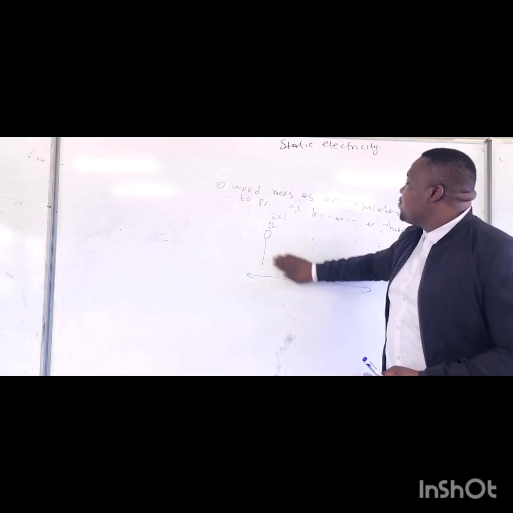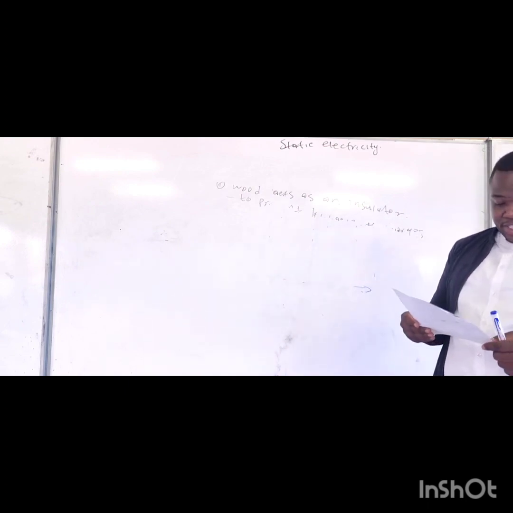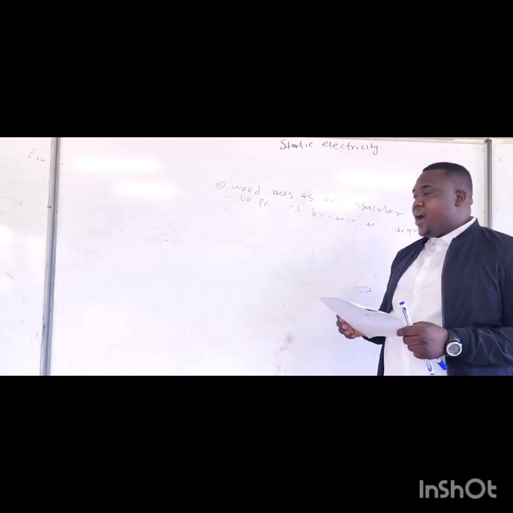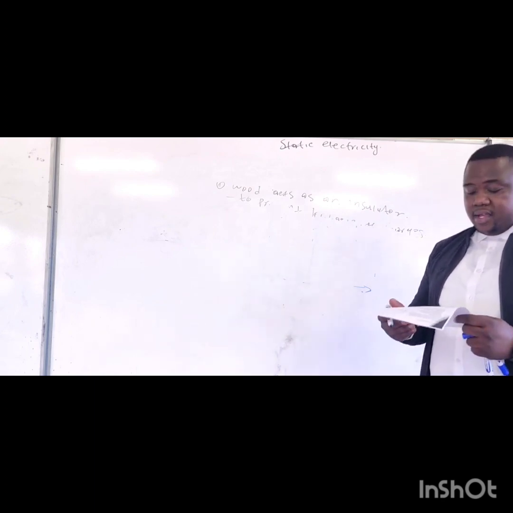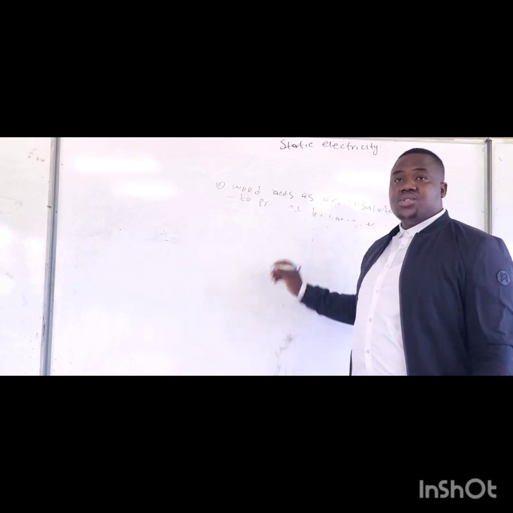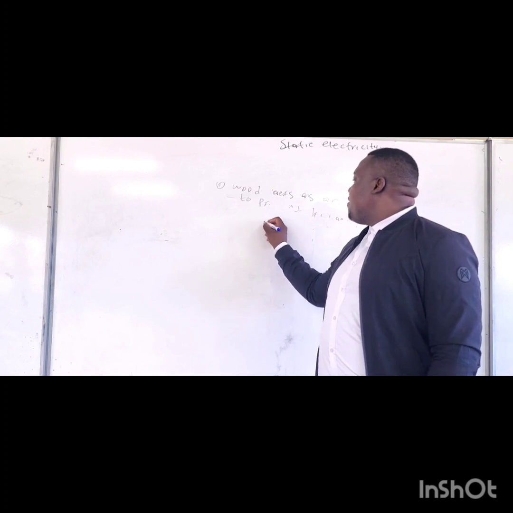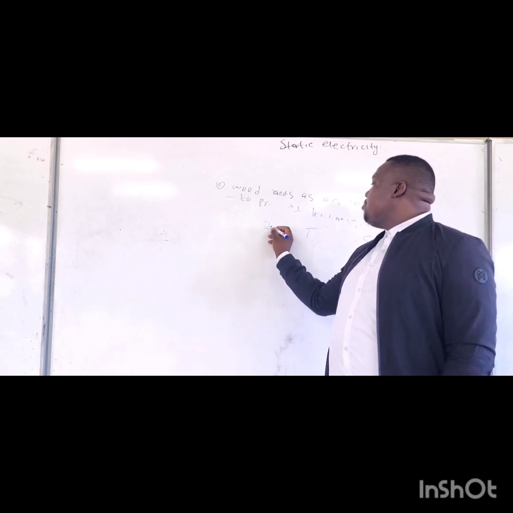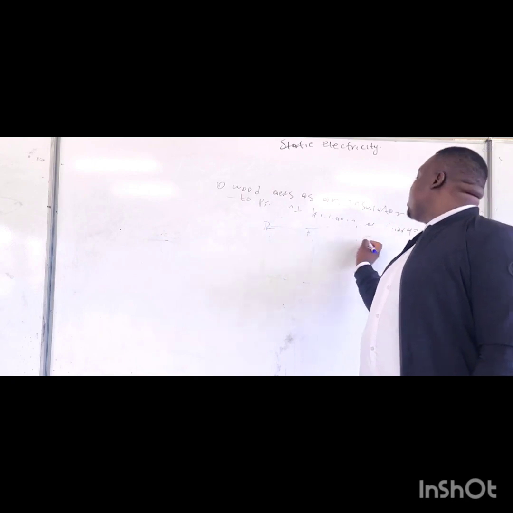Then we come to the last question. What is the last question? You say calculate the net electrostatic force experienced by T due to R and S. So how do we go about that one? What we do, we calculate with R, T, S. We calculate the electrostatic force between these two. Then we also calculate the electrostatic force between these two.